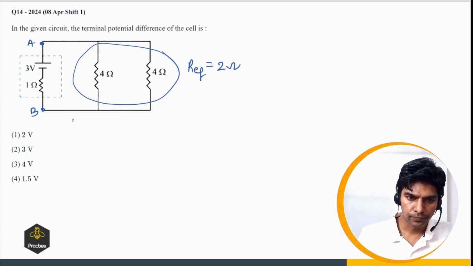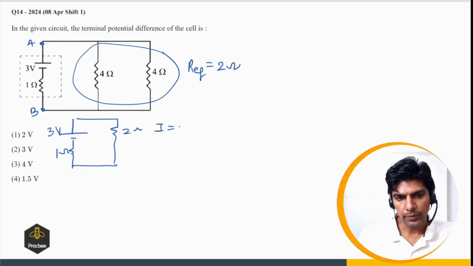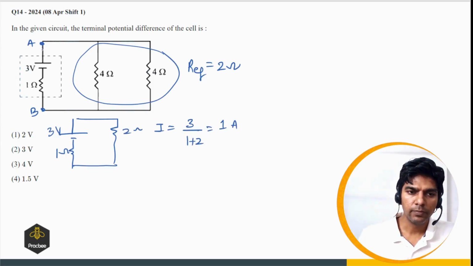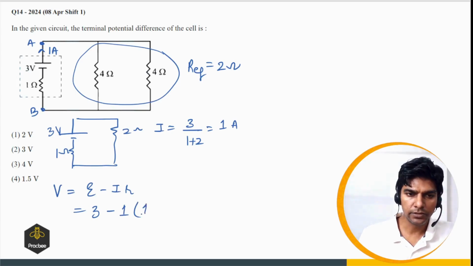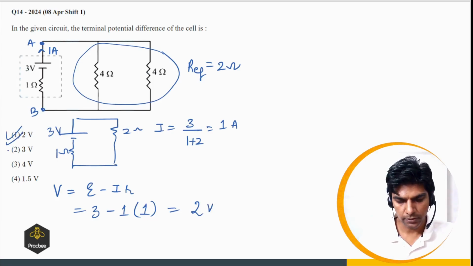So the equivalent circuit will look like this. So there are two resistors. This is 1 ohm, this is 2 ohms, and the EMF is 3 volt. So the current will be EMF divided by the total resistance of the circuit, which is 1 plus 2. So it is 1 ampere. Now the battery is supplying a current of 1 ampere. So the terminal voltage will be E minus Ir. E is 3, I is 1, and the internal resistance of the battery is 1 ohm. So it comes out to be 3 minus 1, which will be 2 volts. So option 1 is the right answer.